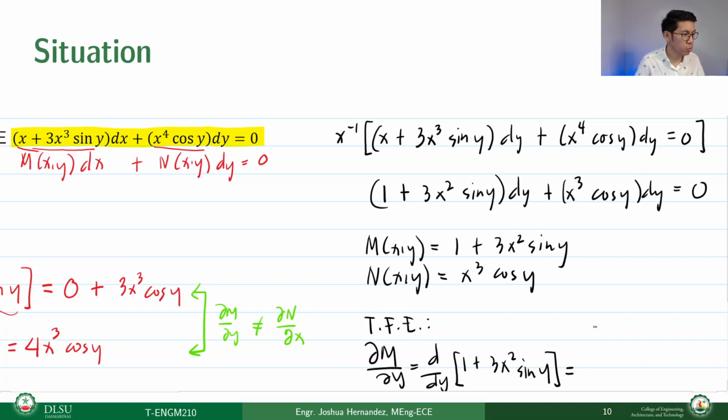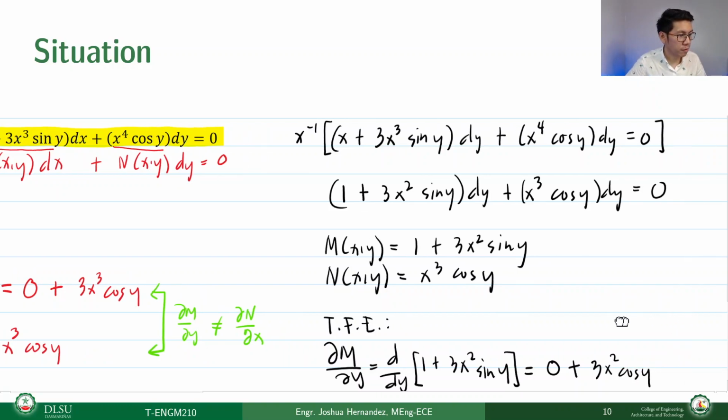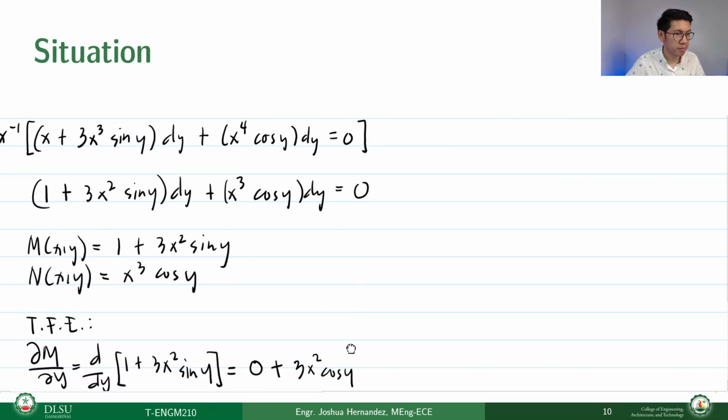This will result to derivative of a constant is 0 plus derivative of sine y is cosine y, correct? So that would be 3x squared cosine y. How about the partial derivative with respect to n?